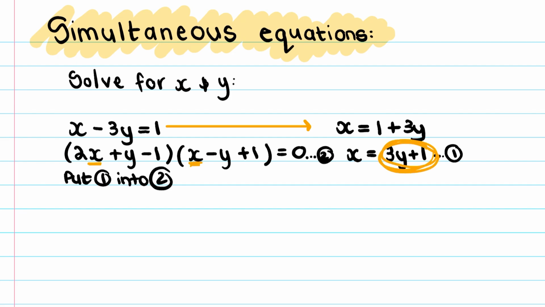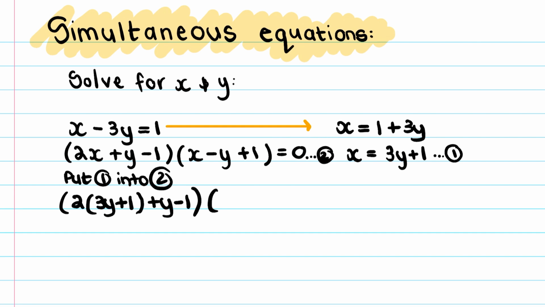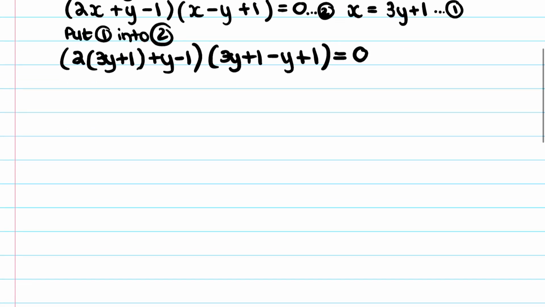And what you want to do is wherever you see an x, you want to make sure that you are substituting this inside. So we are going to have bracket 2 times (3y plus 1), close my bracket, plus y minus 1. Then I'm going to have (3y plus 1 minus y plus 1), close bracket, equals 0. I'm just going to move up here a tiny little bit. And then what I'm going to do is multiply my 2 into the bracket here, and then I'm going to simplify where I can.